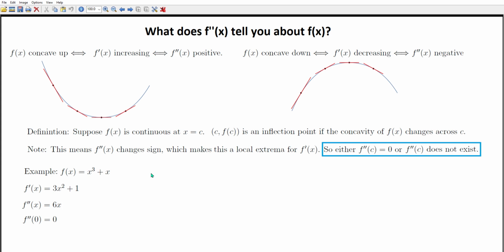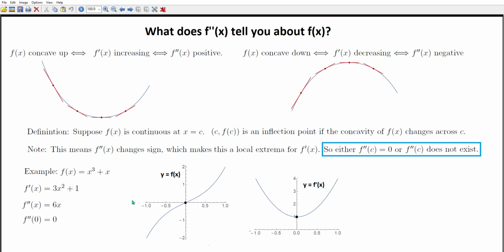So let's take a look at an example. F of x is x cubed plus x. F prime, 3x squared plus 1. F double prime is 6x. And the only place that f double prime is 0 is at 0. If we look at the graph, this is the graph of y equals f of x. And you can see that we're concave down here, and we're concave up here. So this is what an inflection point looks like.